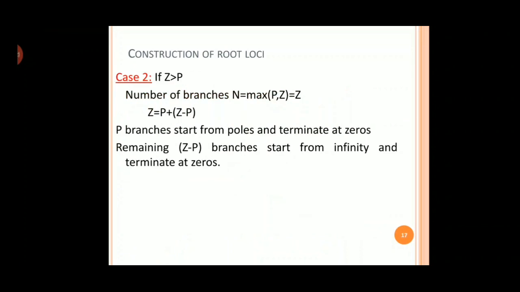Now we'll take another case where Z is greater than P. Here the number of zeros is more than the number of poles. Again, the number of branches is always equal to the maximum of P and Z, whichever is maximum. If the number of poles is more, then that many branches. If the number of zeros is more, that many branches. Suppose Z is greater than P, the number of branches is obviously Z. In this, P number of branches will start from poles and terminate at zeros, and the remaining Z minus P branches will start from infinity and terminate at zeros.